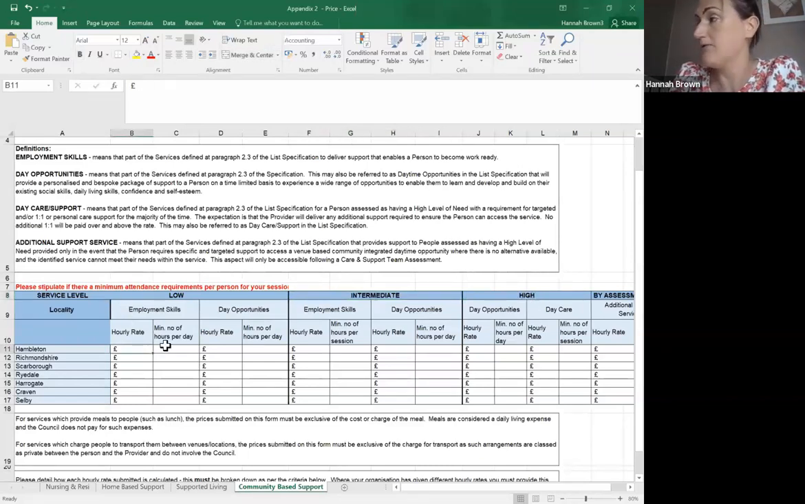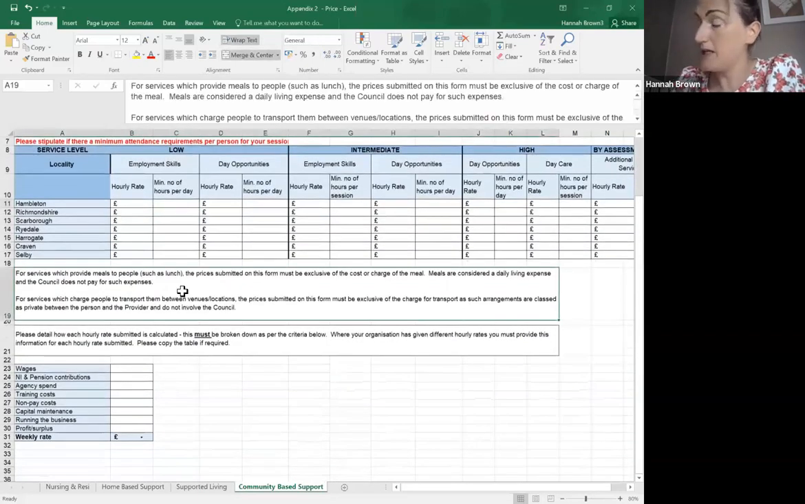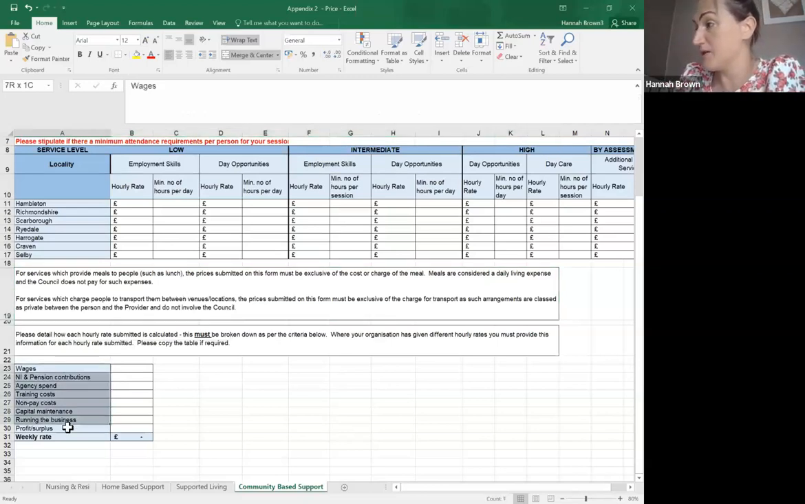You'll provide the hourly rate and the minimum number of hours per day if there are a minimum number of hours that you require people to attend. Just to make clear, as previously with community-based support services, that prices submitted shouldn't include charges for meals or for transport. They're not included within the costing for your services, so you need to make sure that you're not including those costs within the hourly rate. And then again, just a breakdown here.